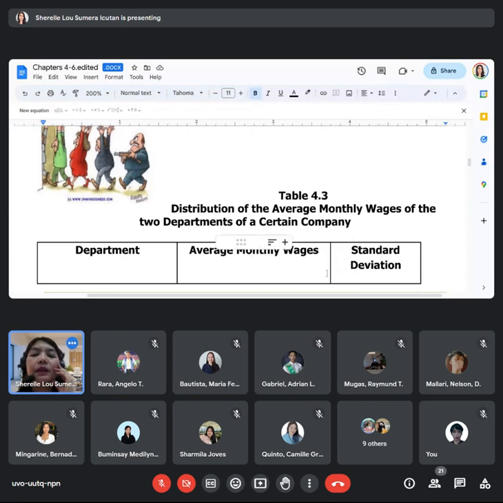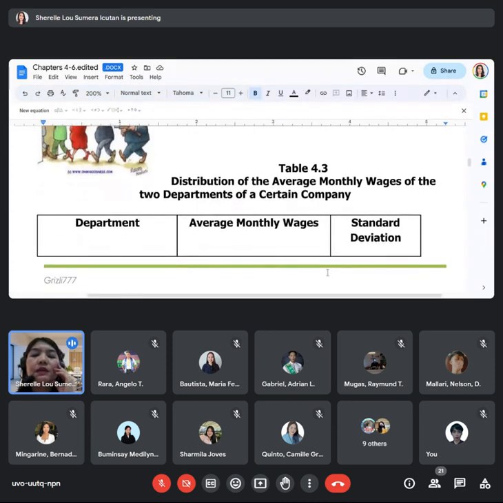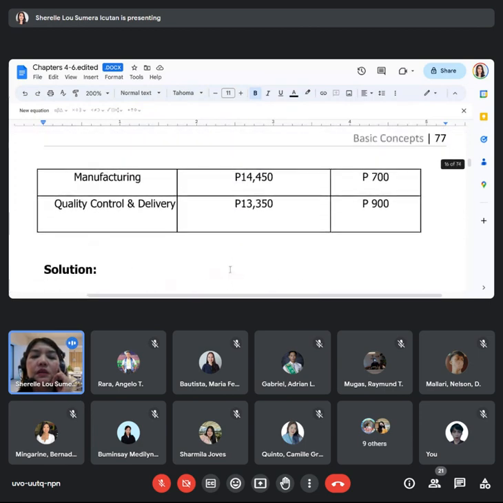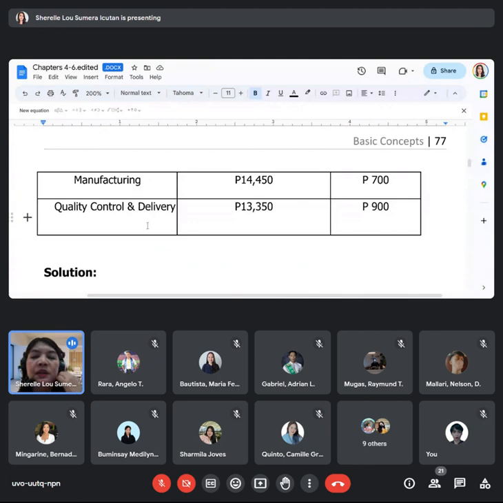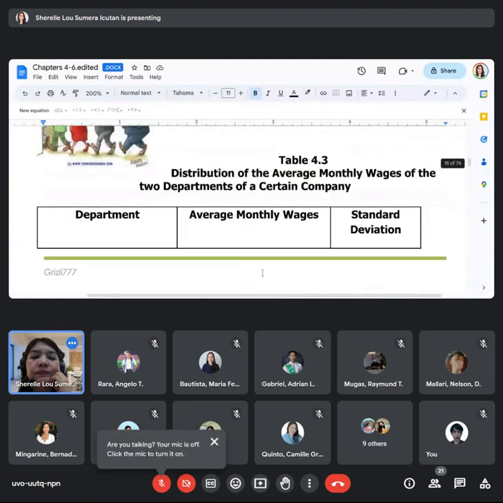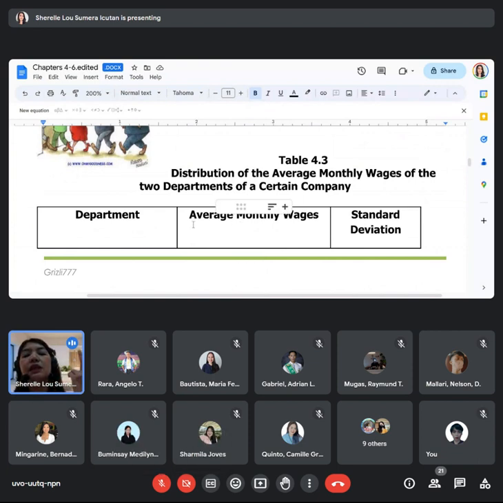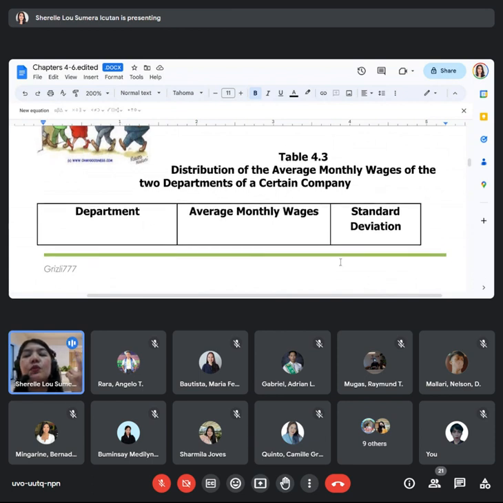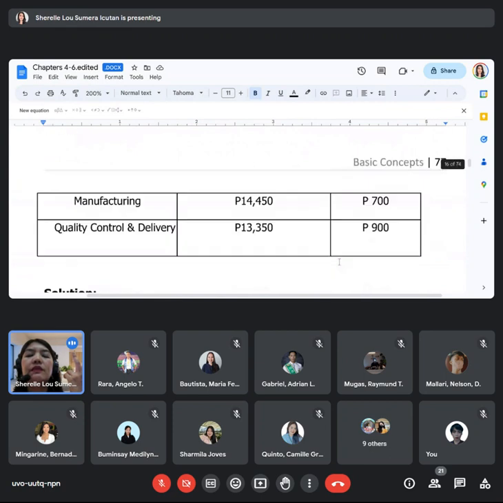Pag plural. So for example, this one is the distribution of the average monthly wages of the two departments of a certain company. Department, average wages, standard deviation. This is manufacturing, quality control, and delivery. So for this one, you have two departments in a certain company. And then these are the average wages, yung sweldo nila. At ito yung standard deviation. Ano daw ang mas iba-iba ang sweldo?